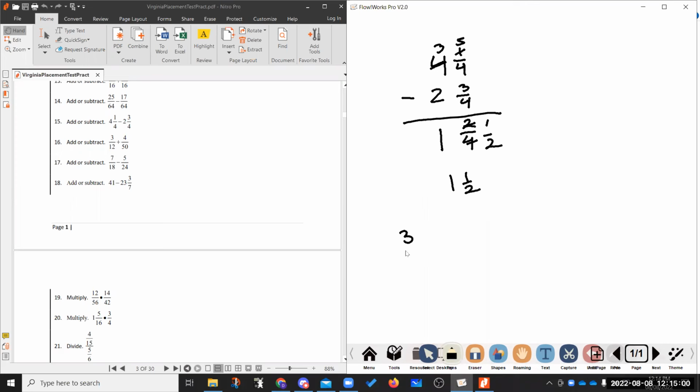Now they want us to add 3/12 to 4/50. Neither of these fractions are reduced to start off with. Maybe that helps us, maybe it doesn't. In this case, it doesn't look like it does help us. I'm going to simplify here. This is the same as 1/4 plus 2/25.